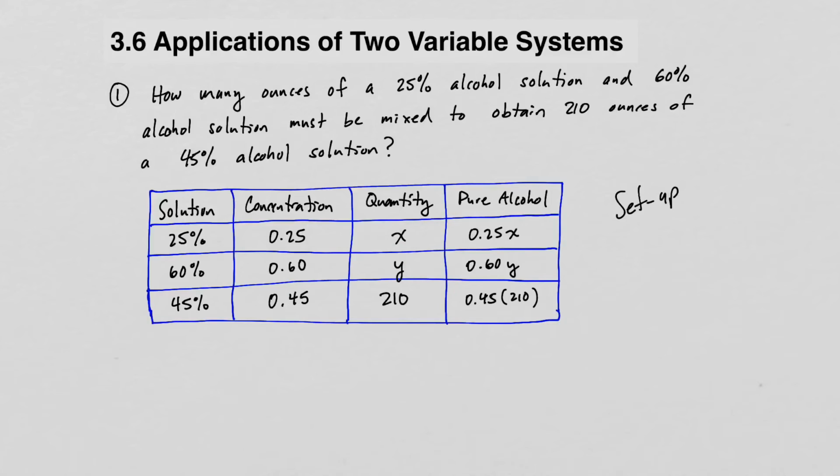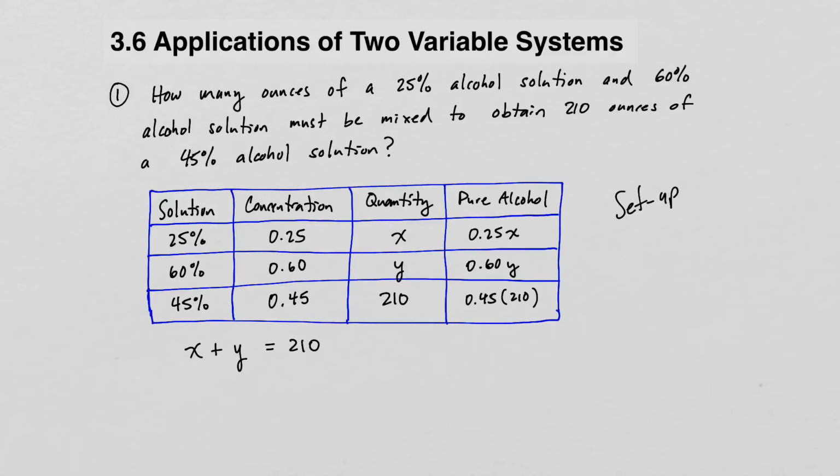To solve for two variables, X and Y, we need to have two equations. One equation is relatively simple. We know the quantity of the 25% solution plus the quantity of the 60% solution must be equal to the overall quantity of the mixture. And so all I'm doing here is adding these variables together to equal the total.